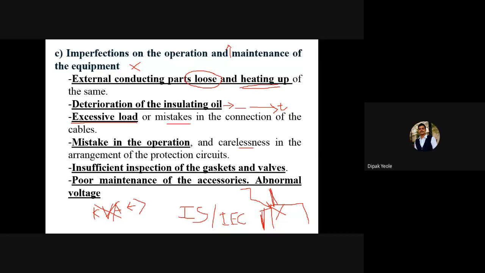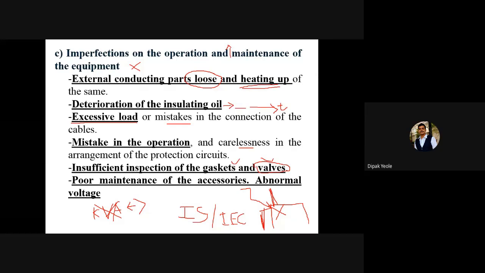The insufficient inspection of the gaskets and walls. So you have to take care, or you have to inspect the walls. Yes, so that the conservator, or you can say the transformer tank, has some gaskets and walls.